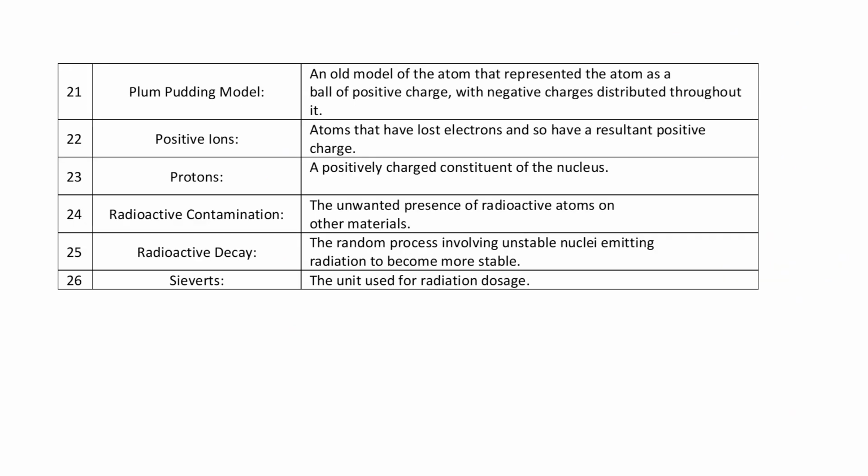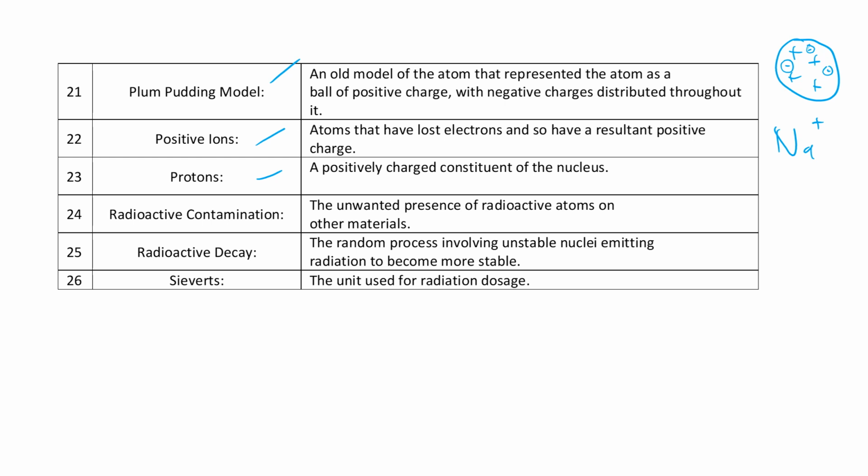An old model of the atom that represents the atom as a ball of positive charge, with negative distributed through it, right? So what it's supposed to do, it's supposed to look a bit like a Christmas cake, which is the plum pudding model. Some people say it looks like a chocolate chip cookie. Atoms that have lost electrons, so Na+ has lost an electron, giving it a positive charge. That's a positive ion. A positively charged constituent of the nucleus is a proton.